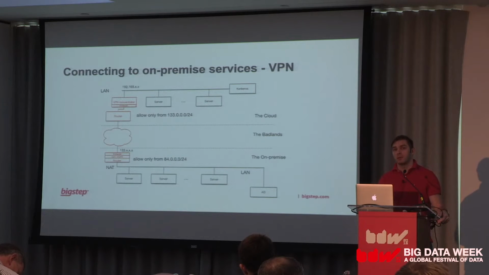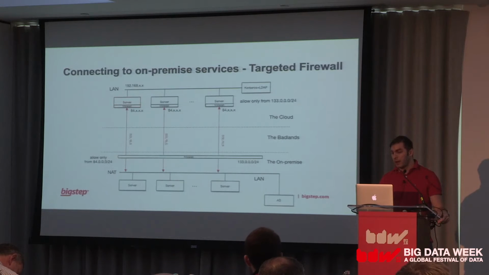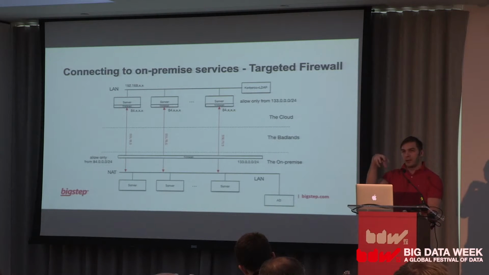But we've seen this many times. Another way of doing it is what I call the targeted firewall configuration, where you have a firewall in the cloud and a firewall locally, and SSL communication between the two. And this only allows traffic from a trusted source.